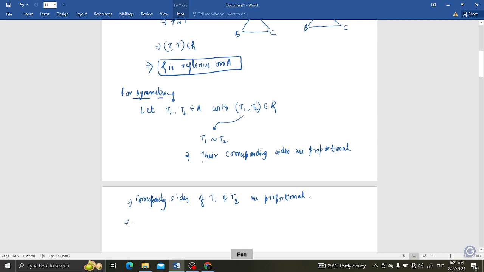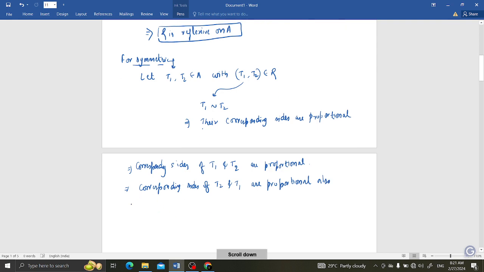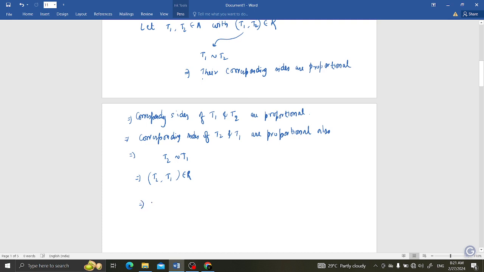What we can write? Corresponding sides of T2 and T1 are proportional also, hence implies that T2 is similar to T1, implies that T2 comma T1 belongs to relation R. Okay, so it implies that R is symmetric on A.